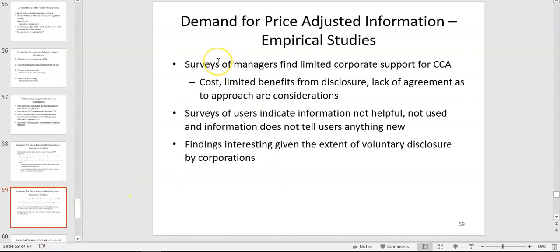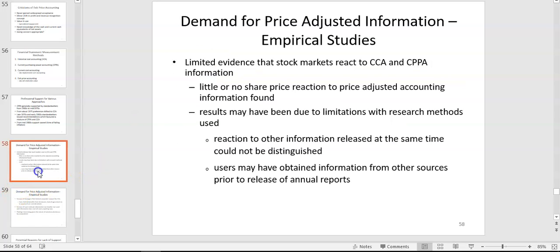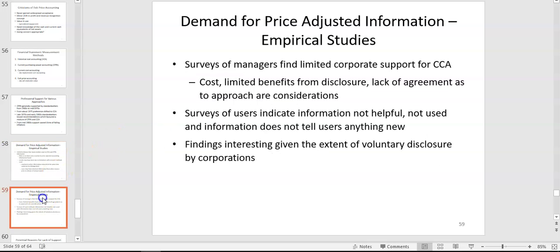So as well as looking at how the market reacts when this accounting information is released, they also surveyed managers. And in general, they find that there's limited support. There's again the cost involved of trying to figure out what the replacement cost of each asset is, and the lack of agreement as to the approaches. It generally indicates that information is not useful.